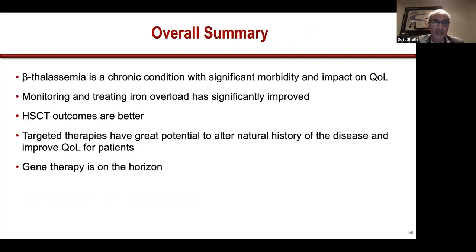With that, I'm going to come to the summary slide. It is a chronic condition with significant morbidity and impacts quality of life. Monitoring and treating iron overload has significantly improved. Stem cell transplant outcomes are better. Targeted therapies have great potential to alter the natural history of the disease and improve quality of life for patients. And curative gene therapy is certainly on the horizon.